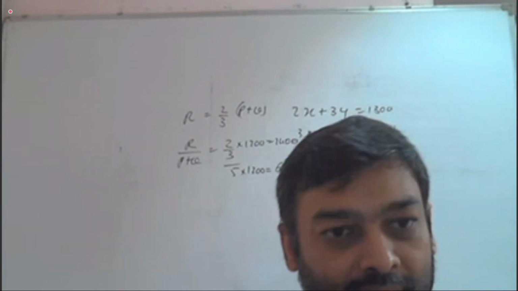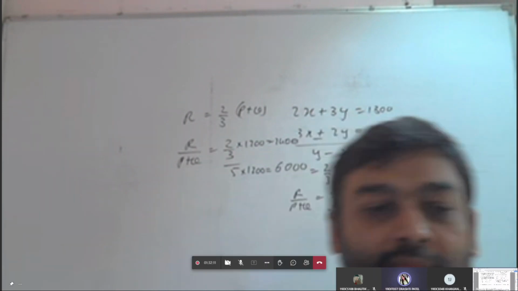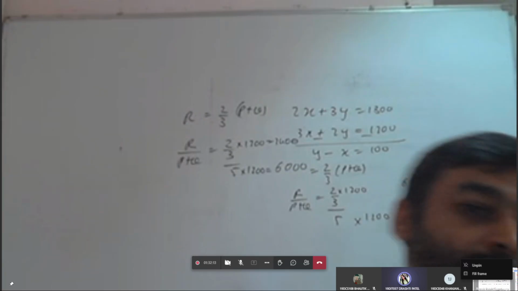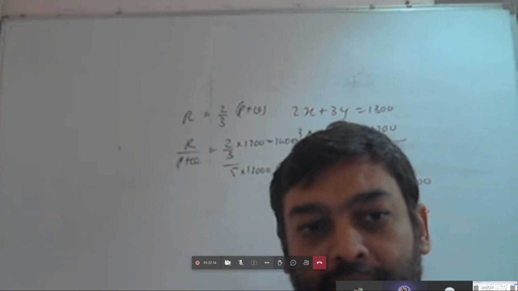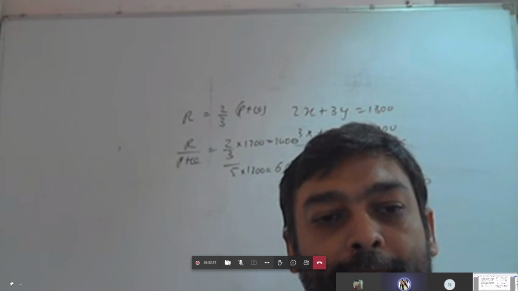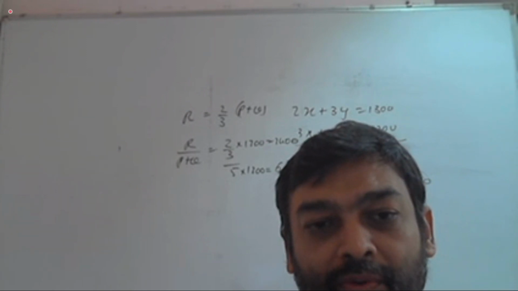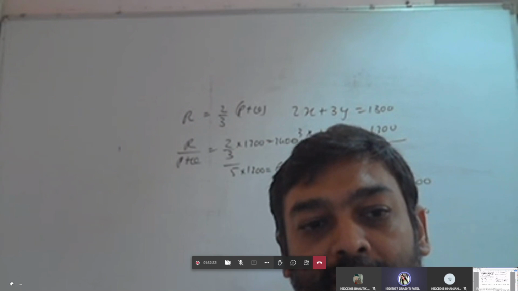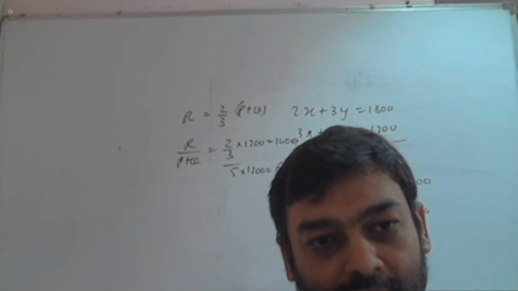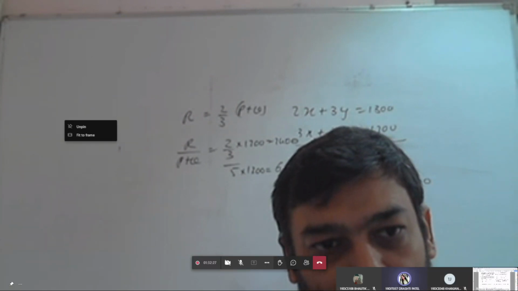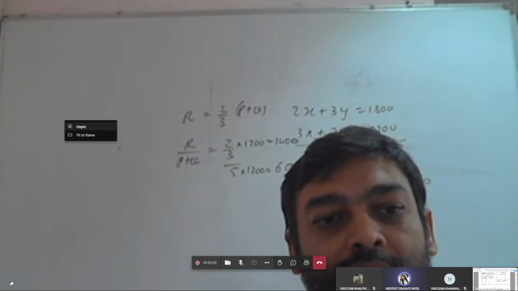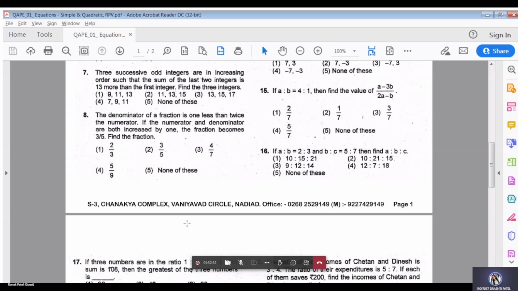So I've taken the middle integer as x, the first integer as x minus 2, and the last as x plus 2. So the sum of the last two is 2x plus 2. The sum of the last two is 13 more than the first integer. So 2x plus 2 is equal to 13 plus x minus 2. So, very nice, the answer x is 9. Very good. Can you use the same thing with the options? Think about them.